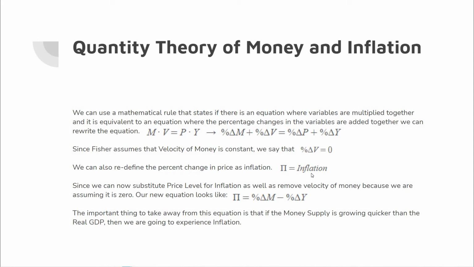We can also redefine the percent change in price as inflation, because that's just what inflation is. It's the change of the price. And since we can now substitute the price level for inflation, as well as remove the velocity of money, because we are assuming it's 0, our new equation looks like this. We have inflation is equal to the percent change in M minus the percent change in Y. Now, the important thing to take away from this equation is that if the money supply, which is the percent change in M, is growing quicker than the real GDP, which is the percent change in Y, then we're going to experience inflation.